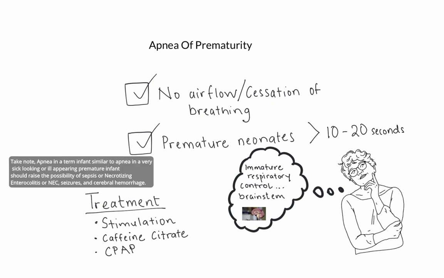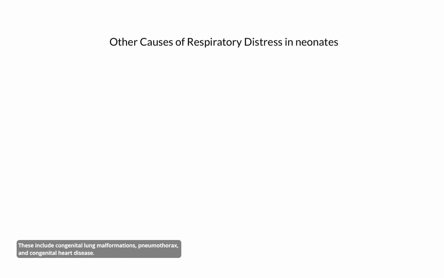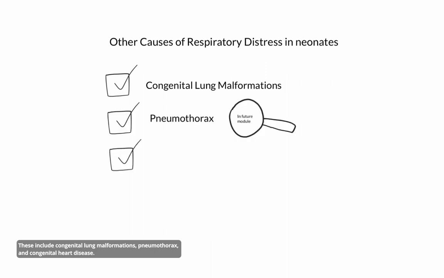Take note, apnea in a term infant, similar to apnea in a very sick-looking or ill-appearing premature infant, raises the possibility of sepsis or necrotizing enterocolitis, or NEC, seizures, and cerebral hemorrhage. Further investigation may be required. There are other causes of respiratory compromise in the neonate that are not discussed here. These include congenital lung malformation, pneumothorax, and congenital heart disease.